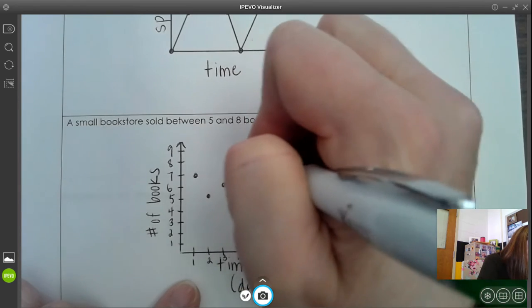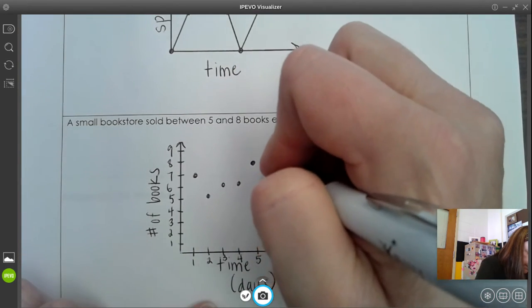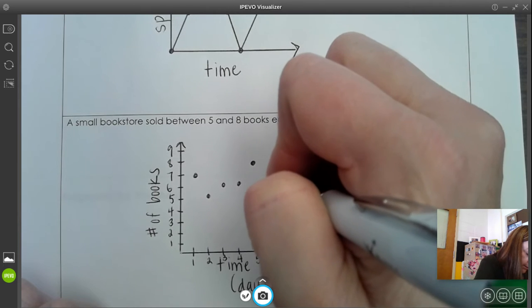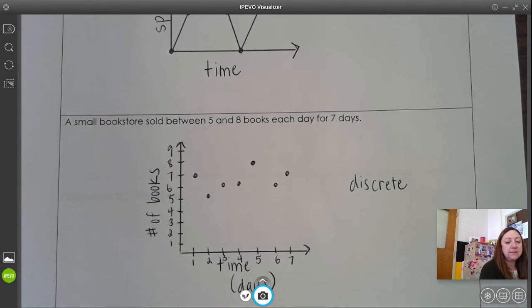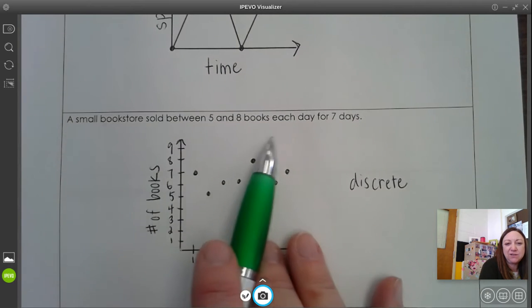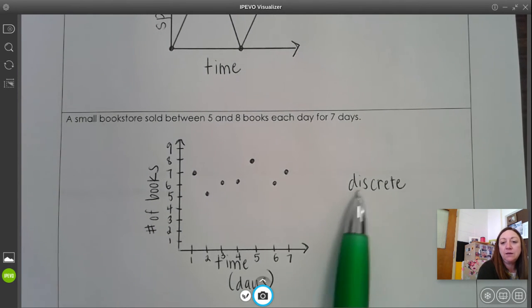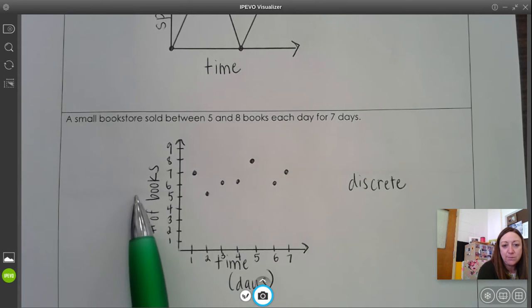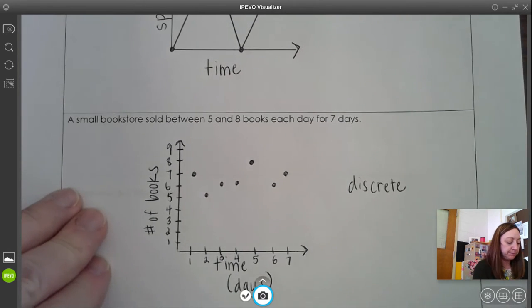Anywhere from 5. We definitely need to hit 5 and 8 at some point, but here's 6 and day 7. Okay, that's all there is to that one. Like I said, it's a little tricky because they don't give you the exact numbers, but the important part is knowing that it's discrete data because you couldn't sell a fraction or decimal number of books.